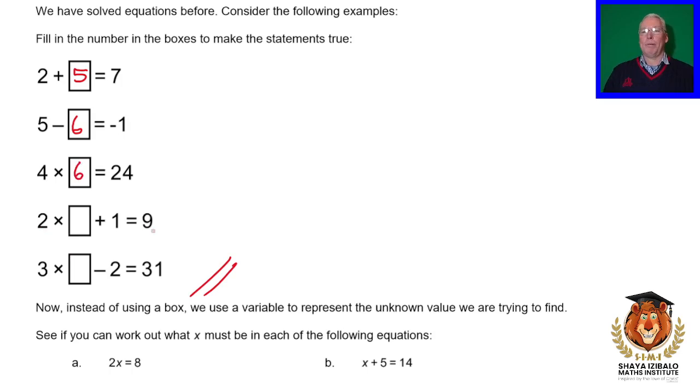2 times what, plus 1, gives us 9. If we think about this part that I've underlined, it must come to 8, because 8 plus 1 is 9. So 2 times what gives us 8, and the answer is 4. 3 times what, minus 2, will give us 31. Before we minus 2, we need to have 33 in this underlined piece. So 3 times what gives us 33? The answer is 11. This is really nice thinking stuff. We're using our brains.